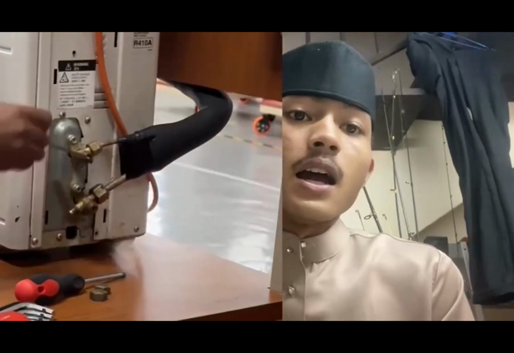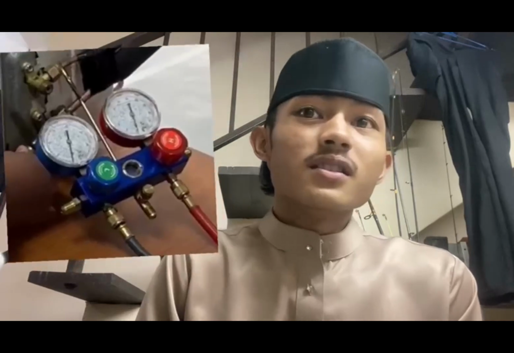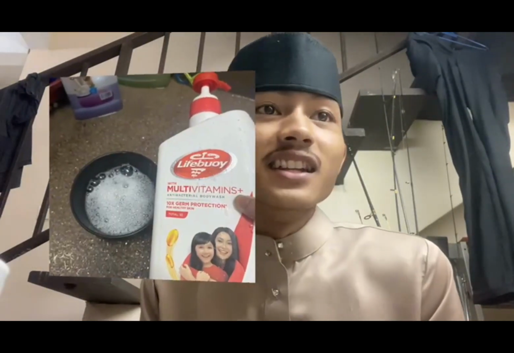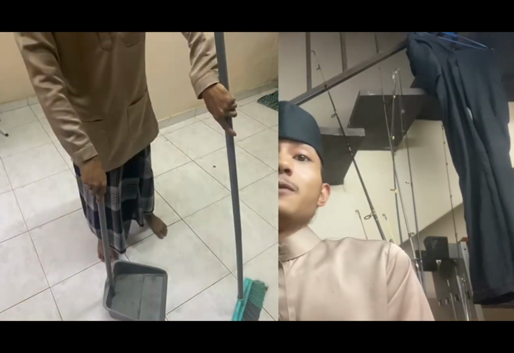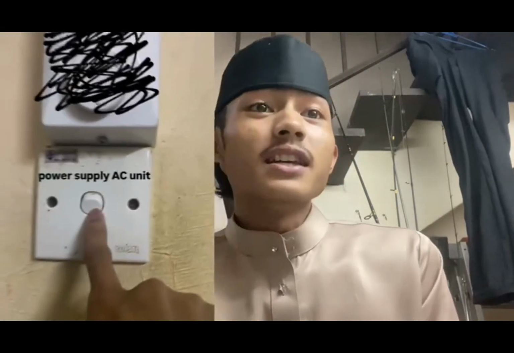Next, we need to open both the 3S and 2S valves. After that, we need to do a pressure check to ensure there is no leaking in the system. We can use soapy water as a leak detector to check for any leaking. The next step is we need to close both the 3S and 2S valves, disconnect the copper pipe and then clean the area properly. Finally, turn on the AC unit and check for proper cooling and ensure the pressure readings are within a normal range.